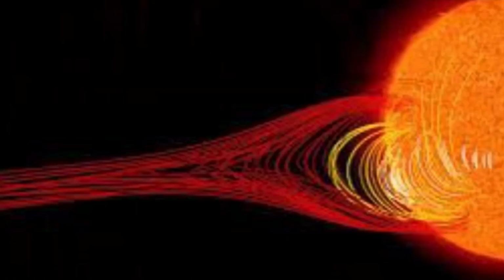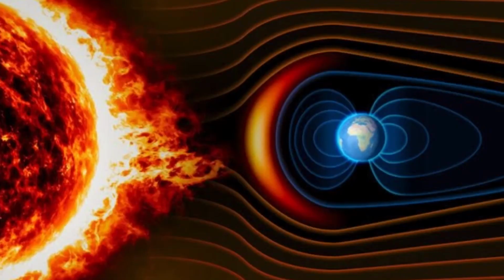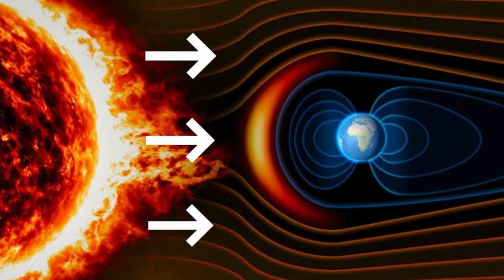Coronal mass ejections are huge eruptions of plasma and magnetic field from the solar corona. Solar wind is the continuous flow of charged particles guided by magnetic field lines. As these charged particles from the solar wind approach Earth, they encounter Earth's magnetic field.